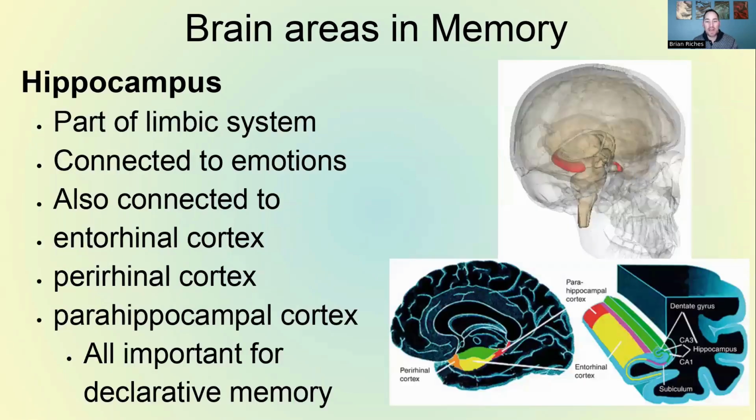So the hippocampus, as a reminder, is part of the limbic system. So it's very connected to the amygdala, the emotion center of the brain. It's also connected to the entorhinal cortex, the perirhinal cortex, and the parahippocampal cortex. And so you can see those here. And those are also very important for declarative memory. I don't think we've talked about the definition of that, but declarative memory is things like episodic memory, where you remember an event. So you remember what happened on your fifth birthday or the vacation. Any kind of autobiographical memory would fit under declarative memory.